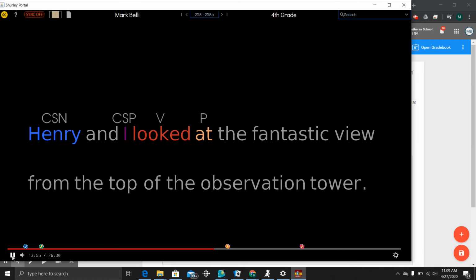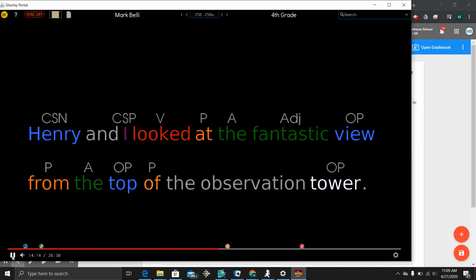At preposition. At what? View. Object of the preposition. What kind of view? Fantastic. Adjective. The article adjective. From preposition. From what? Top. Object of the preposition. The article adjective. Of preposition. Of what? Tower. Object of the preposition. What kind of tower? Observation. Adjective. The article adjective.